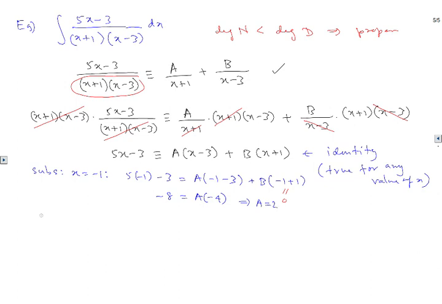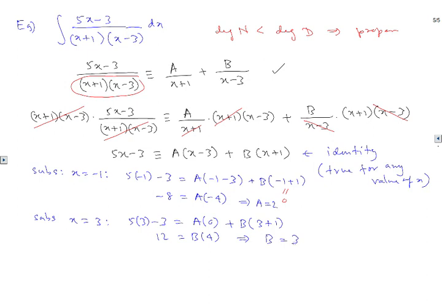So we do the same trick. To find b, we can substitute x equal 3. When x equals 3, 5 times 3 minus 3 equals 12, and the a term is 8 times 0, which we know is 0, plus b times (3 plus 1). So this gives 12 equals b times 4, which gives b equal 3. So we find a and b.